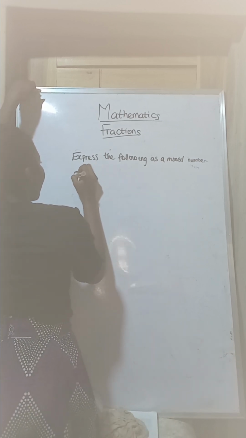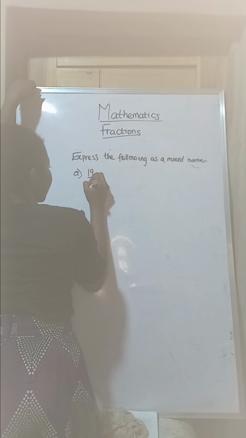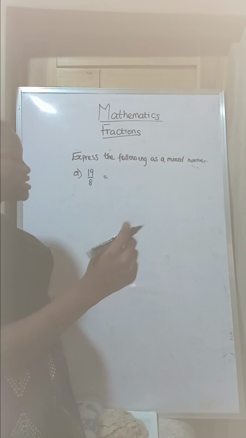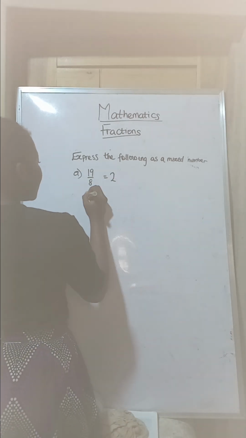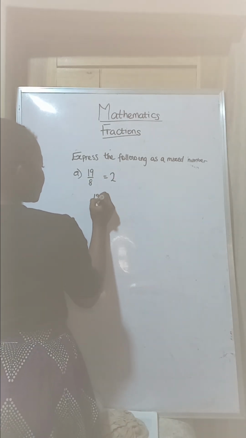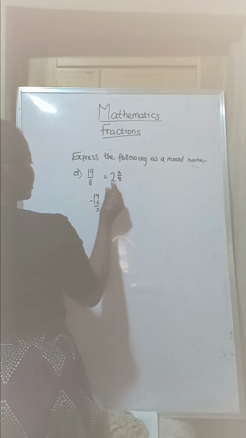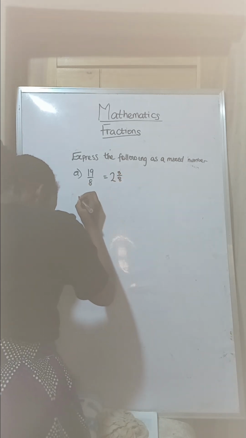So we have 19 over 8. So 19 divided by 8: 8 times 1 is 8, 8 times 2 is 16. So it's only 2, and 16, right? 19 minus 16 is what? That's 3. So that's 2 and 3 over 8. We have another one.